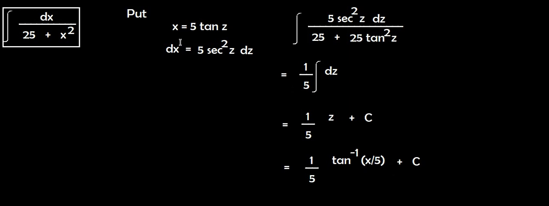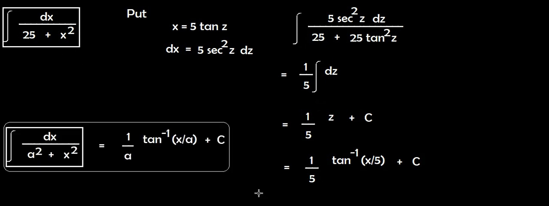So let me tell you one thing. We made a substitution of 5 tan z, because if 5 is put in this square, it will be 25, and this 25 would come outside as common. So you may write 1 plus tan squared z equals to sec squared z, and it may be cancelled from both the numerator and denominator. So that's why we made this substitution. And also, if you generalize this formula, you can write it like this. You can note down this.